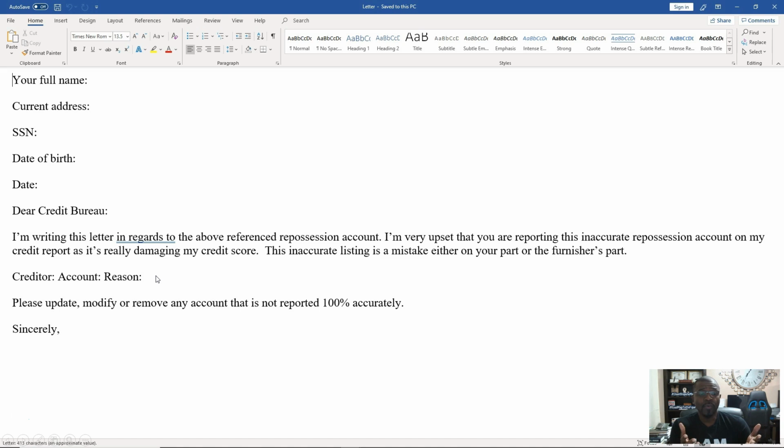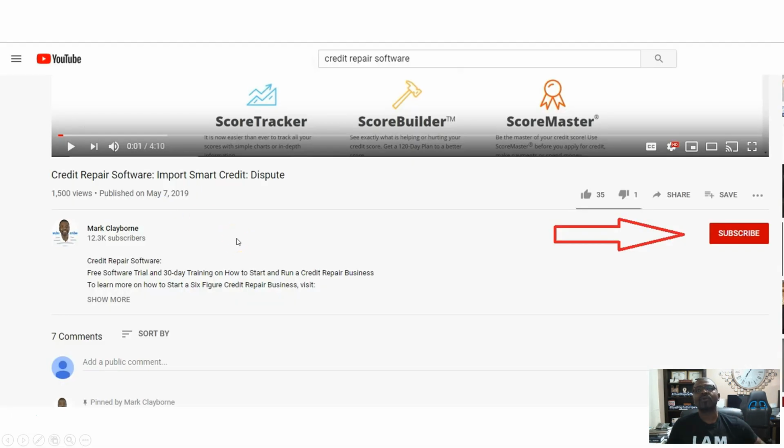You can send this letter if you want, but I always say modify the letter to fit your own situation. Okay? And this is where you list all the problems that you saw on the credit report, all the inconsistencies on the credit report, or if the creditor violated a repo law, you can list that as well. Please update, modify, or remove any account that is not reporting 100% accurate. Okay? All right.